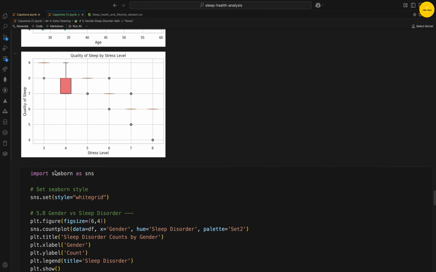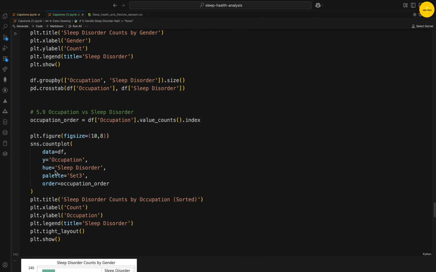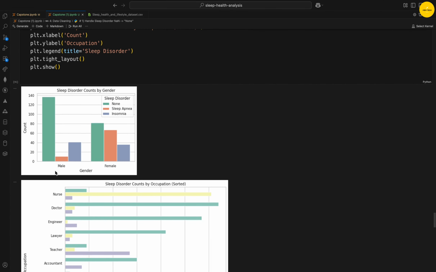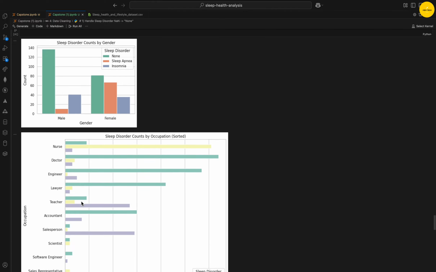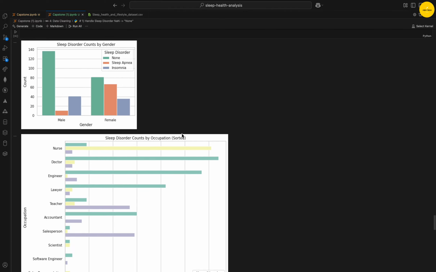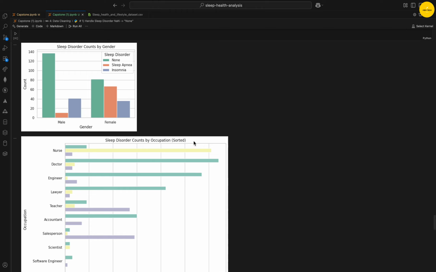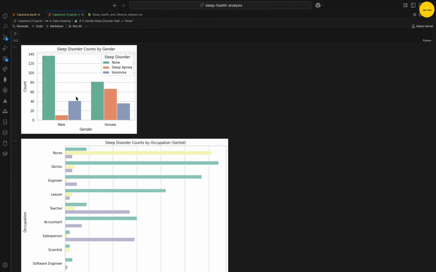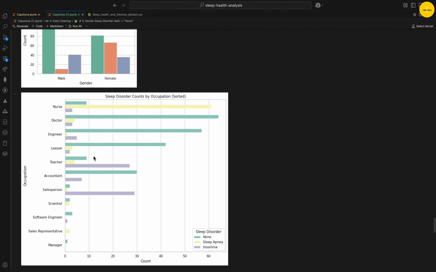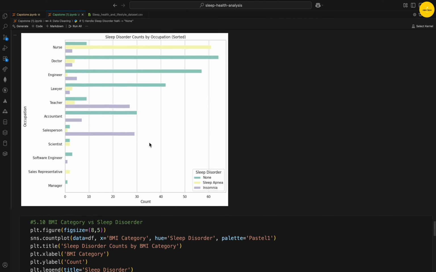Now let's look specifically at what factors are linked to sleep disorder. So now we have two charts which show the relationship between gender and the sleep disorder and the occupation and sleep disorder. The first chart shows that females have a slightly higher count of sleep disorder as compared to males, and the second chart shows that occupations like nurses and doctors have a higher number of individuals with sleep disorder. This suggests that certain jobs, likely due to stress, can be a factor.